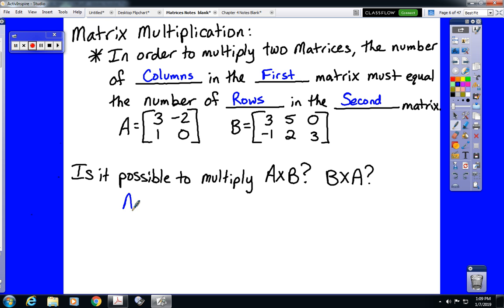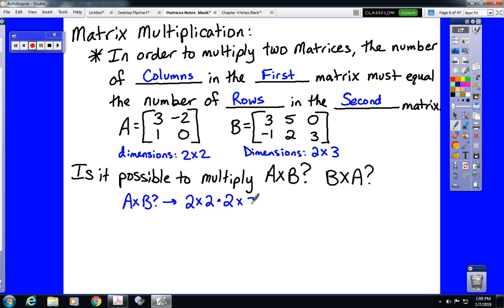For instance, if we're checking to see if it's possible to multiply A times B, what we do is we list the dimensions of A. Remember, we list dimensions as rows times columns. So A is 2 by 2. And B has 2 rows and 3 columns, so it is 2 by 3. And we simply circle these two middle numbers, because if those two middle numbers are the same value, then A times B is possible.